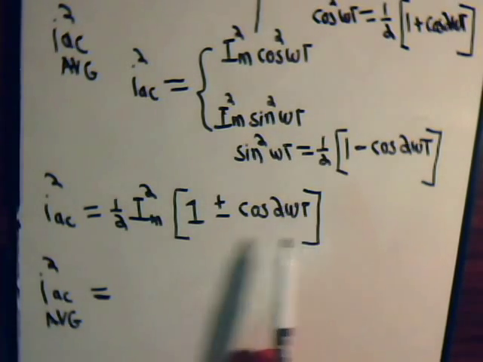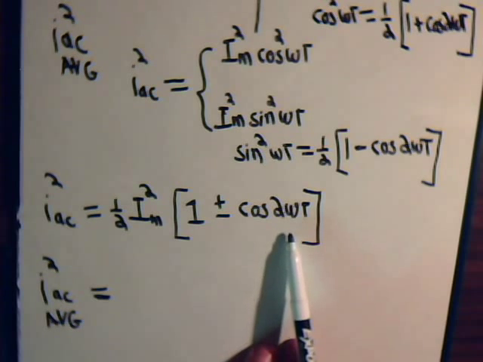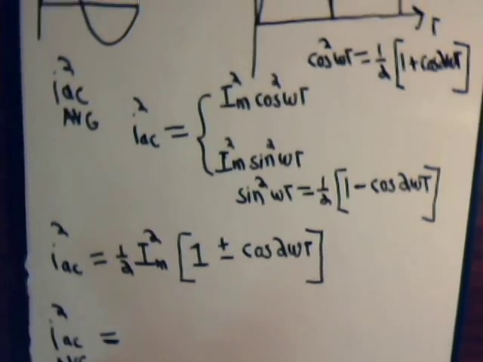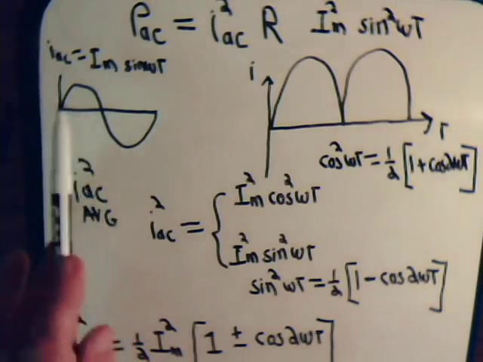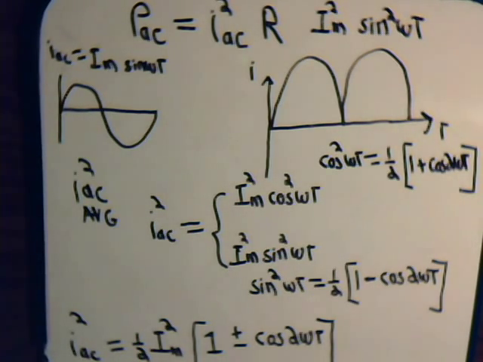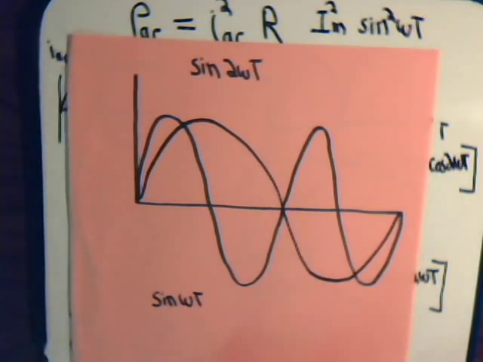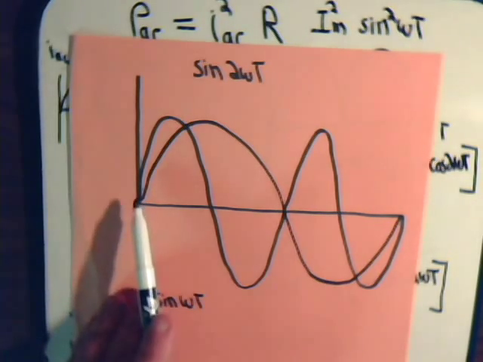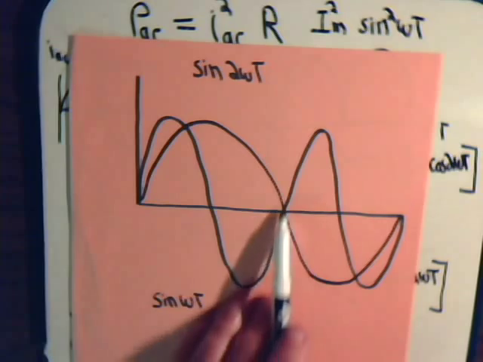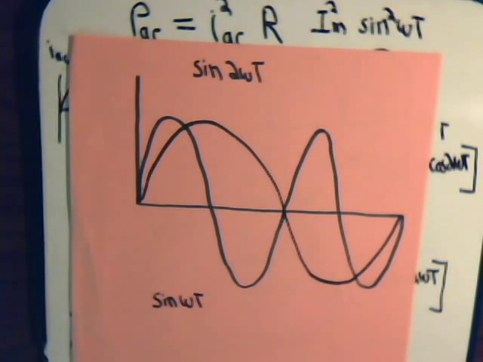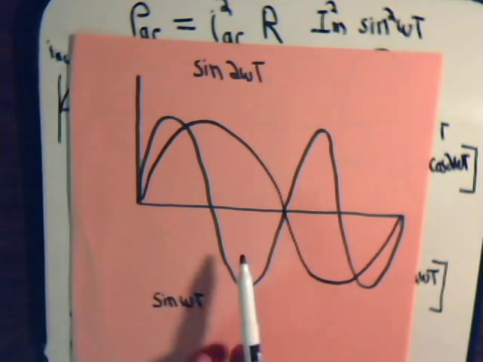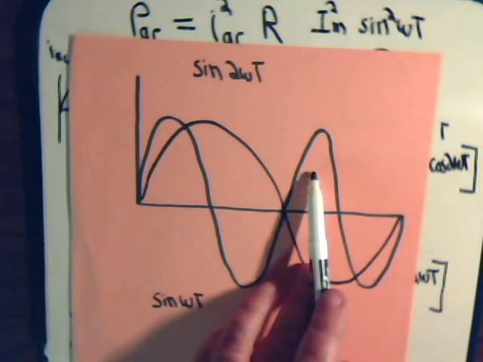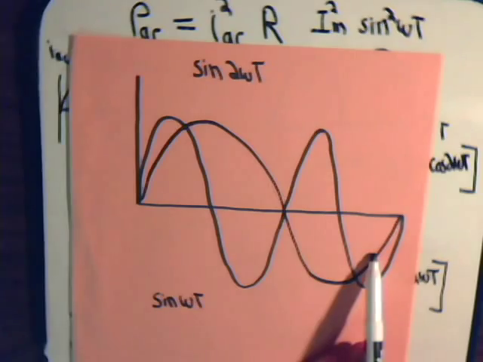That means we have to find the average value of this. Well, the average value of 2 omega t, that's still zero. We know that for a sine wave or a cosine wave, its average is zero. We just went over that. Well, here we have, for example, the sine of omega t. Now here would be the sine of 2 times omega t. All that means is that where there is one cycle, now there's two cycles, but the areas cancel out just like they did before. The area of this loop gets canceled by the area of this loop. The area of this loop gets canceled out by the area of this loop.